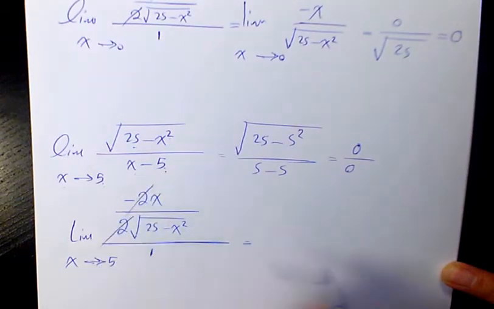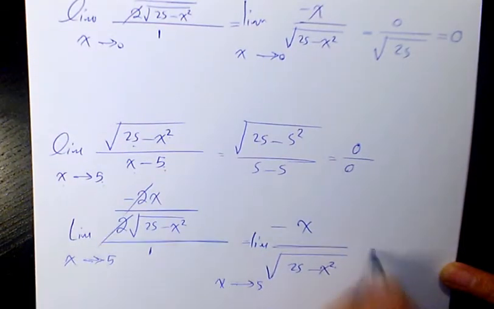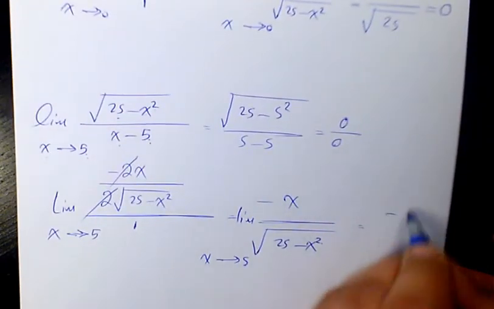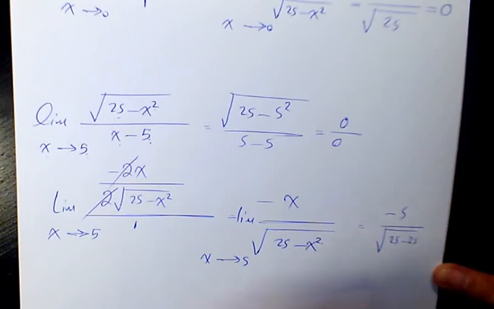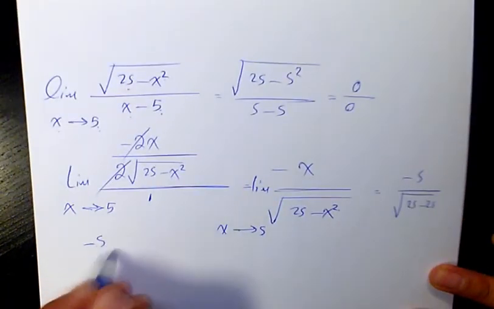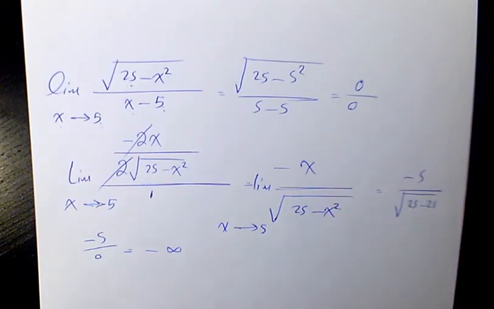The 2 and 2 cancel out. It's going to be negative x over square root of 25 minus x squared, limit when x is approaching 5. So that's going to be negative 5 over square root of 25 minus 25. That's going to be negative 5 over 0, which is equal to negative infinity. So that's the final answer.